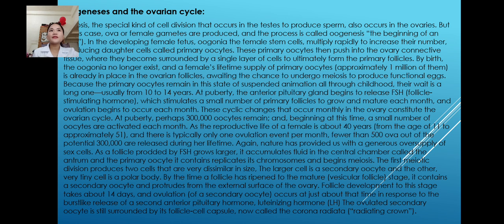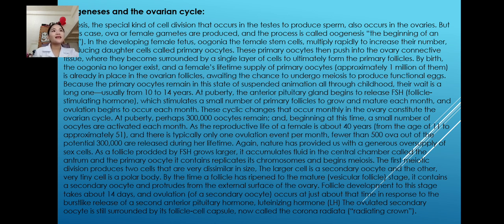So, at puberty, the anterior pituitary gland begins to release FSH, or follicle stimulating hormone, which stimulates a small number of primary follicles to grow and mature each month, and ovulation begins to occur each month.